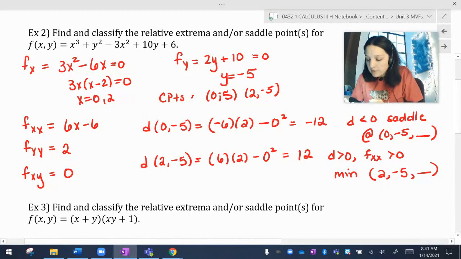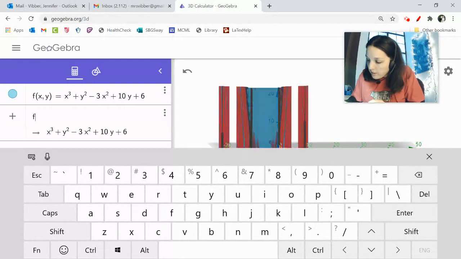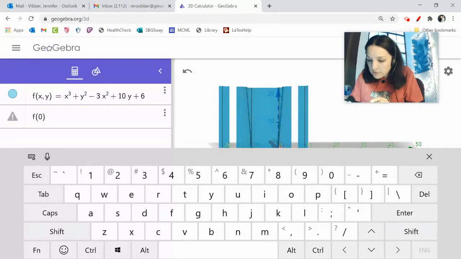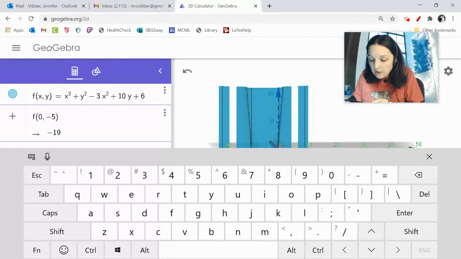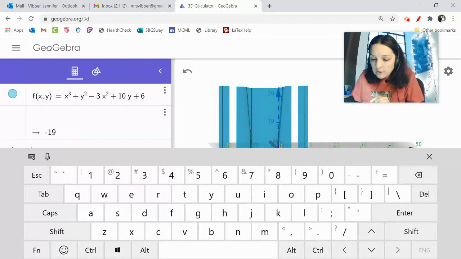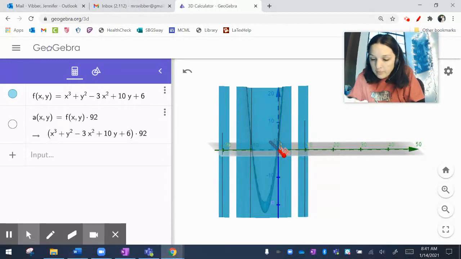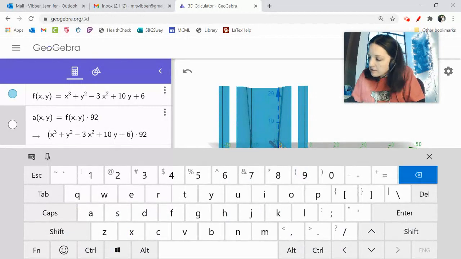And let's just go back and figure out what that is. So (0, -5) and (2, -5) is what I need to evaluate here. So f of (0, -5) is -19. And if I change that to (2, -5), nope, that's absolutely not what I wanted. Let's try this again.